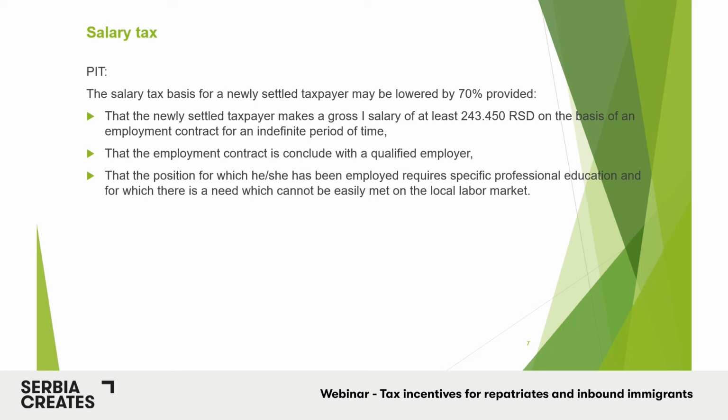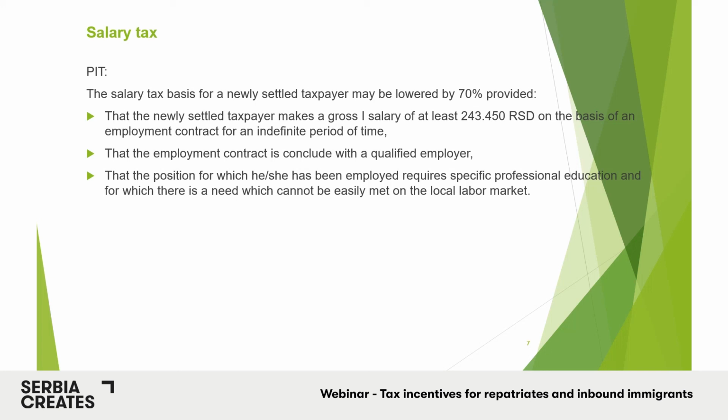So, in order for you to benefit from the incentive, the newly settled taxpayer needs a gross salary contracted in his or her employment contract of at least 243,450 dinars on the basis of an employment contract for an indefinite period of time. For individuals younger than 40 who have been studying abroad and are coming back to the country pursuant to the completion of their studies, the minimum gross that they need to make stands at a little bit above 160,000 per month gross. So if you offer your employee a salary which is equal or above this threshold, then the condition, the last one on this slide, has been met.